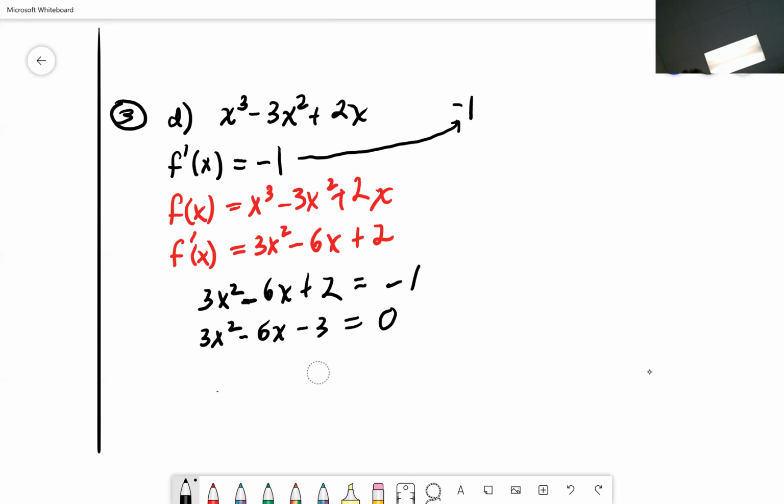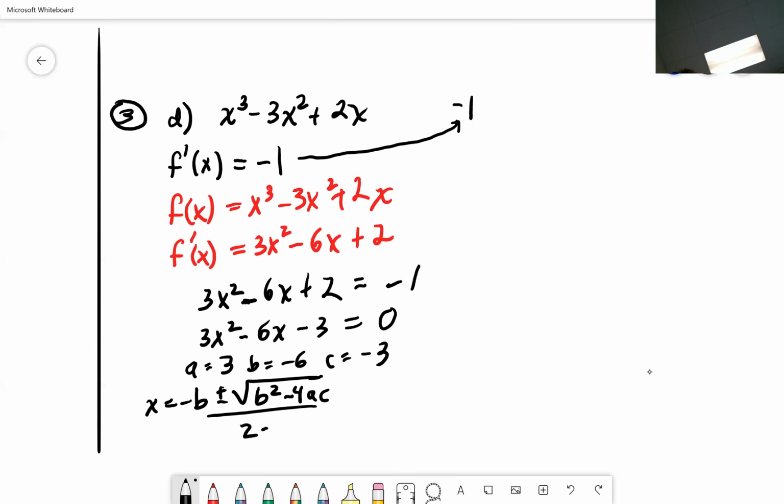Shouldn't I just go head on into doing a equals 3, b equals -6, c equals -3? And then you have x equals -b plus or minus the square root of b squared minus 4ac all over 2a, which in turn is going to be negative of -6 plus or minus the square root of -6 squared, make sure it's in parentheses, minus 4 times 3 times -3, divided by 2 times 3.